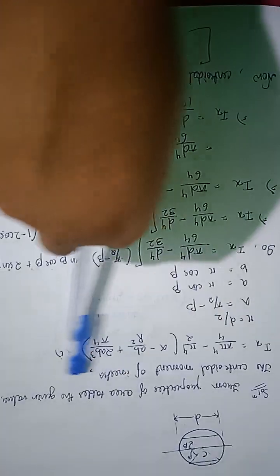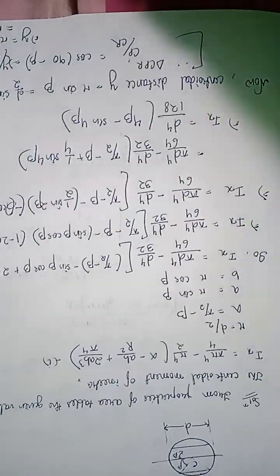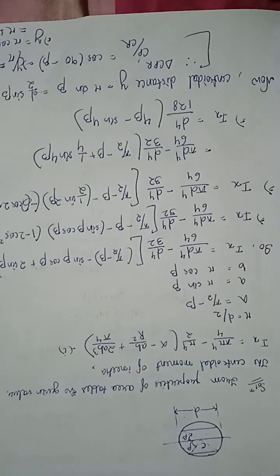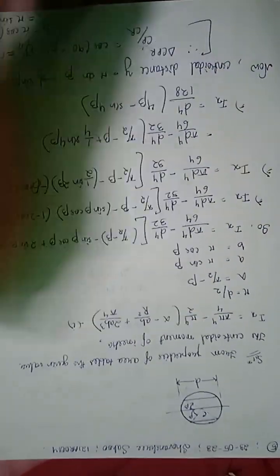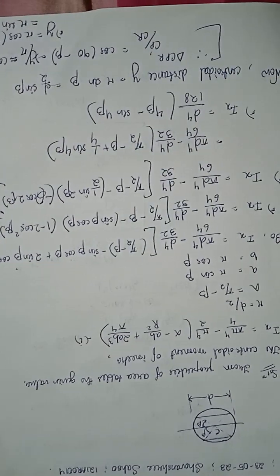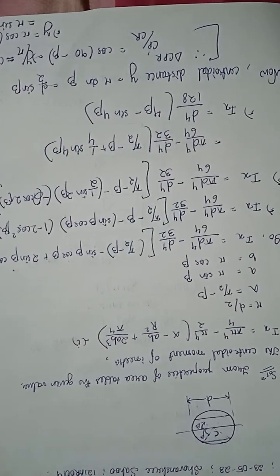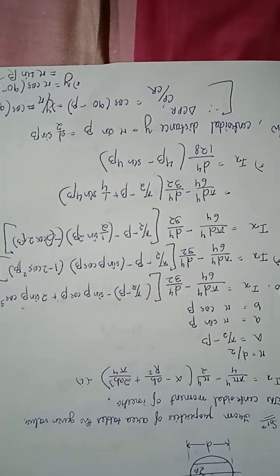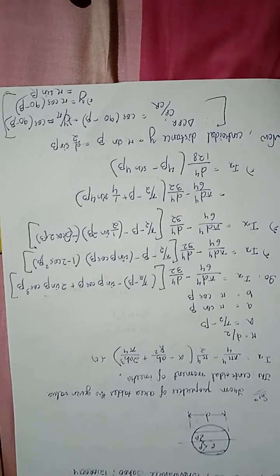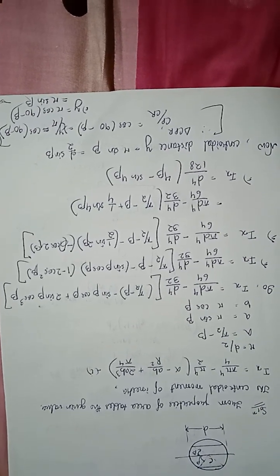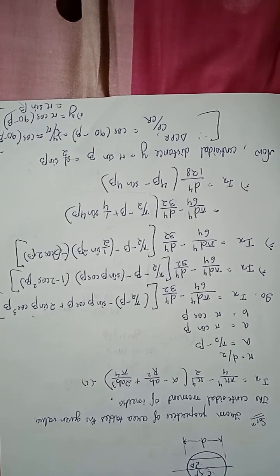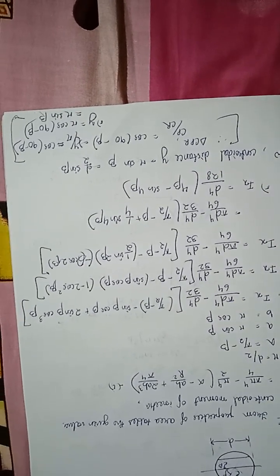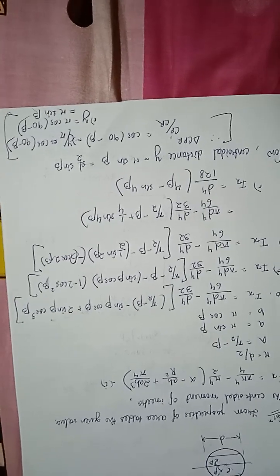So from properties of area tables, we get the centroidal moment of inertia Ix is equal to pi r to the power 4 by 4 minus r to the power 4 by 2 whole into alpha minus ab square by r square plus 2ab cube by r to the power 4. This is equation 1. So r is equal to d by 2, a is equal to r sin beta, and b is equal to r cos beta. So Ix is equal to pi d to the power 4 by 64 minus d to the power 4 by 32 whole into pi by 2 minus beta minus sin beta cos beta plus 2 sin beta cos cube beta.